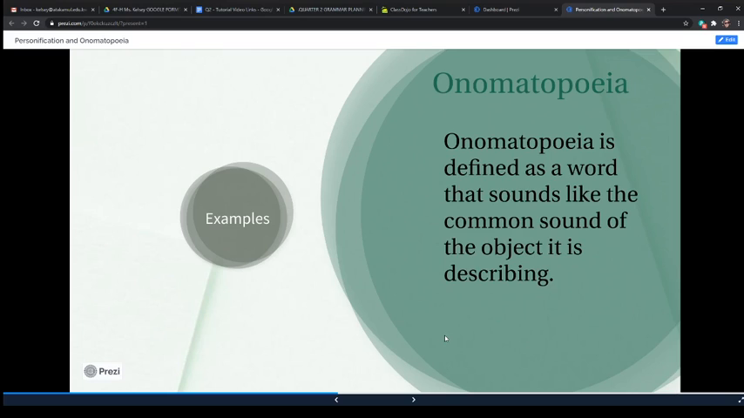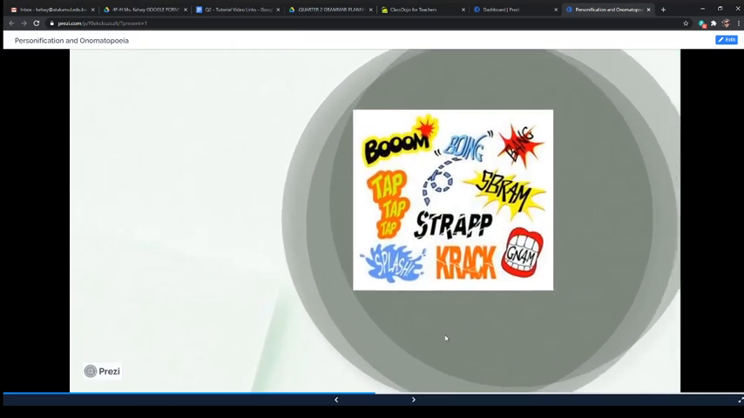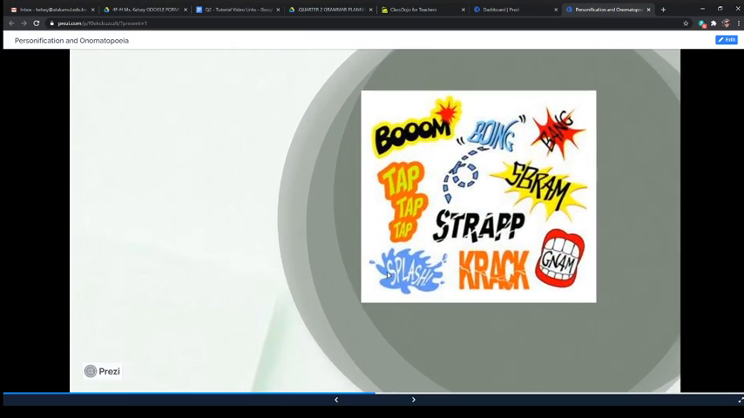What is onomatopoeia? Onomatopoeia is defined as a word that sounds like the common sound of the object it's describing. Here are some examples. Boom, splash, bang, snap, crack. All of these words are sounds, and that would be onomatopoeia.